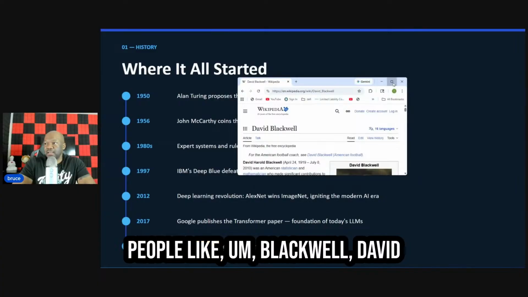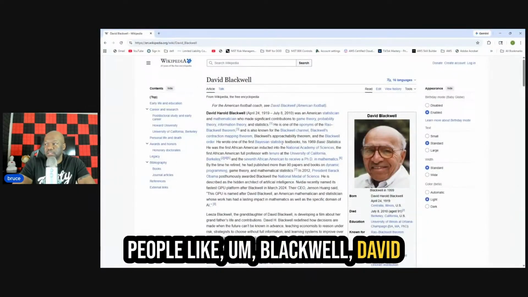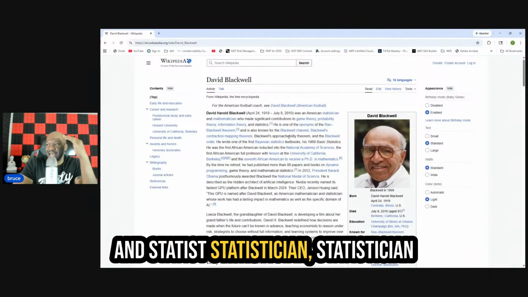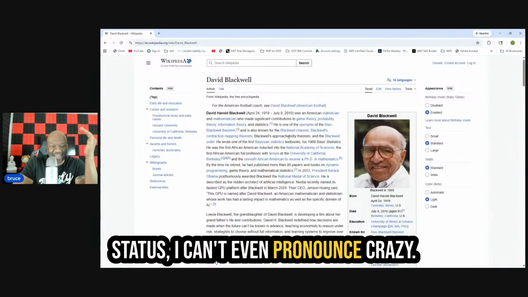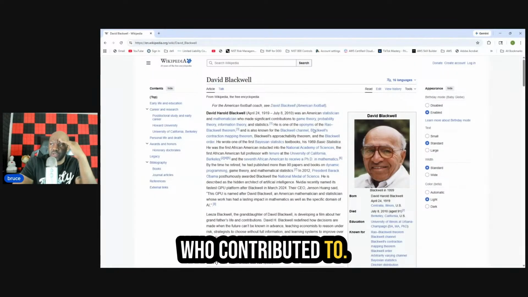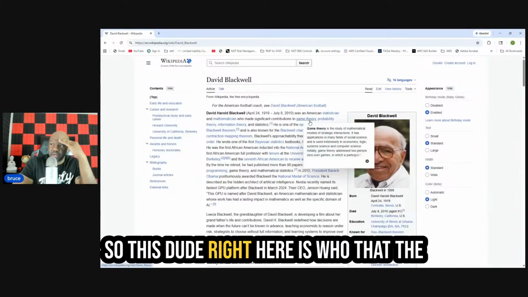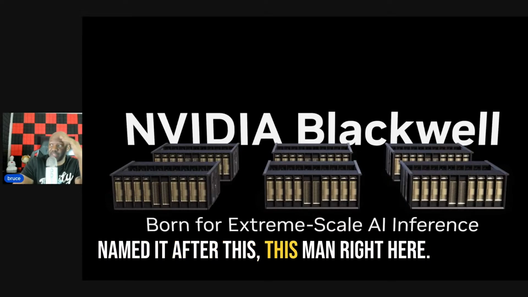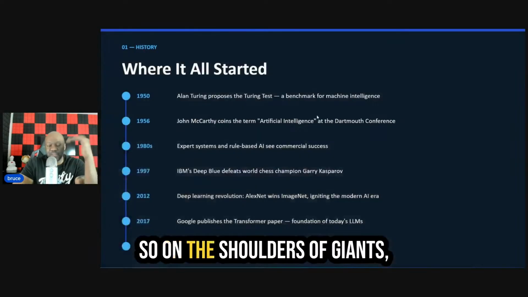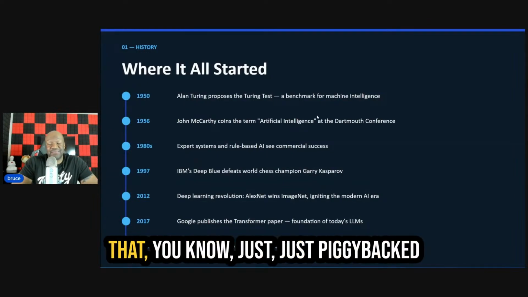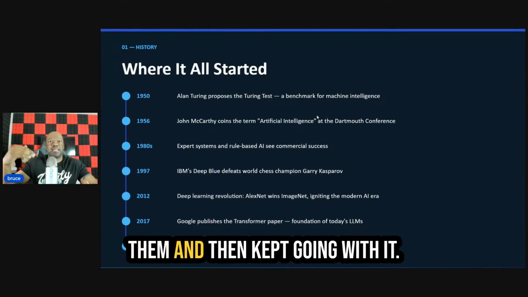People like David Blackwell, who was a mathematician and statistician. I can't even pronounce. Crazy. So he was a mathematician who contributed to modern AI as well. So this dude right here is the Blackwell chip that NVIDIA has. They named it after this man right here. So on the shoulders of giants, all of this was made by very brilliant human beings that just piggybacked off of work that came before them and then kept going with it.